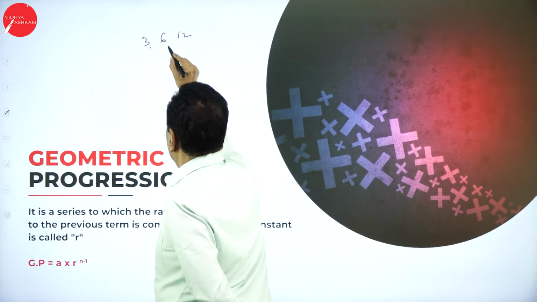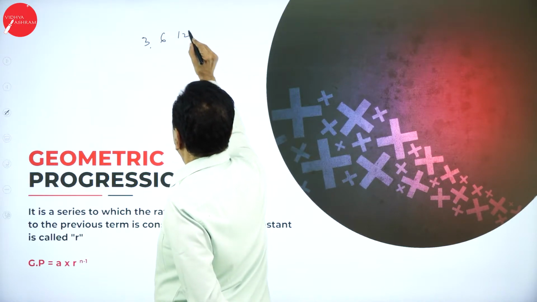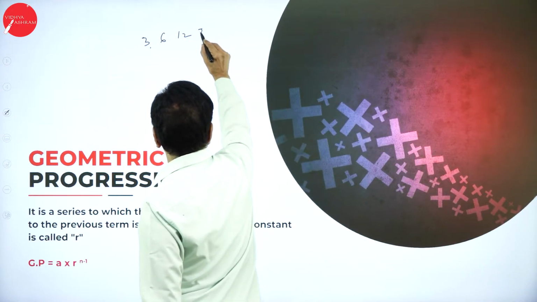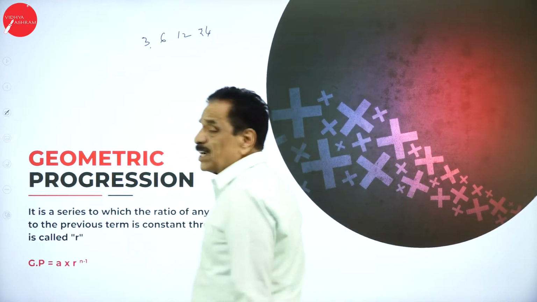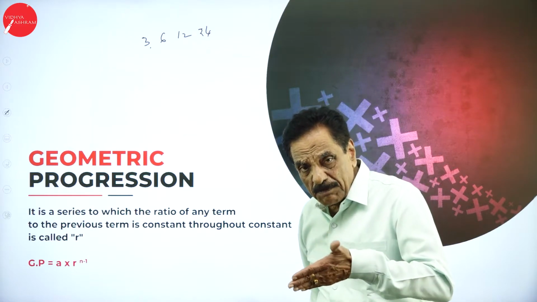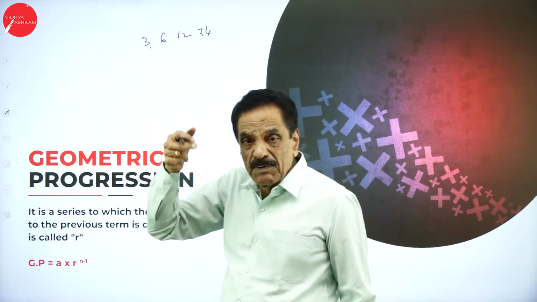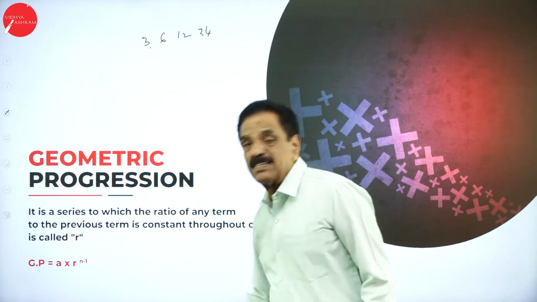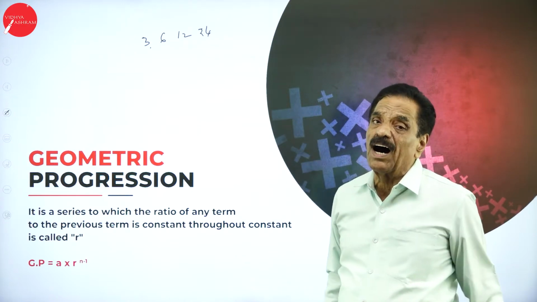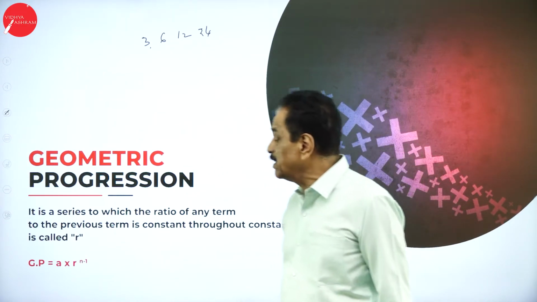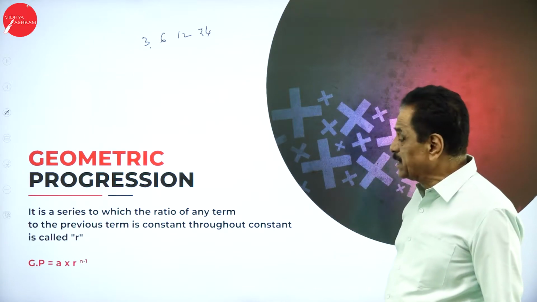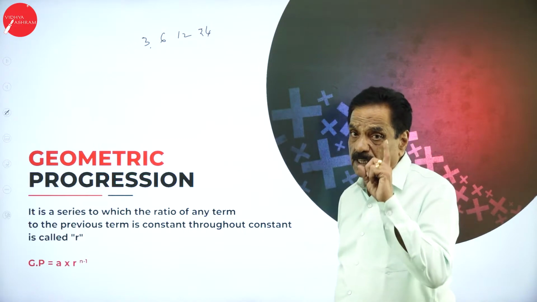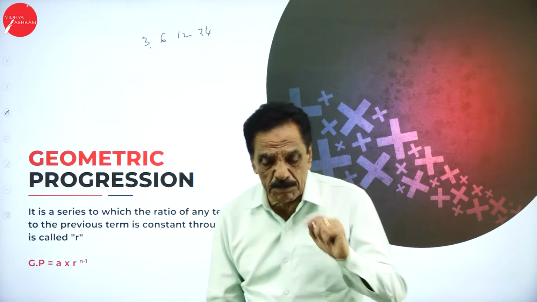6 divided by 3, second number divided by first number, is 2. Third number divided by the second number is also 2. Then we have 24. 24 divided by 12 is 2. Second number divided by first number, third number divided by the second number. So this ratio is called R, the constant. A is the first term. R is the common ratio, which remains constant throughout. N is equal to the number of terms.